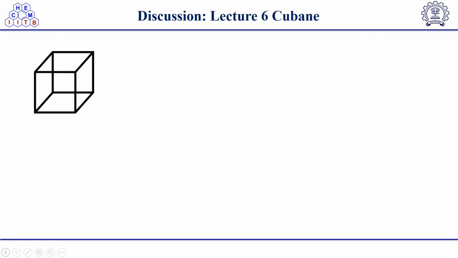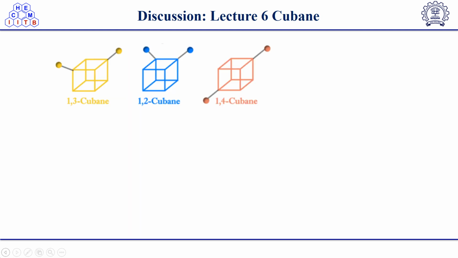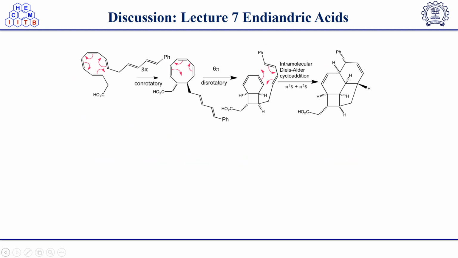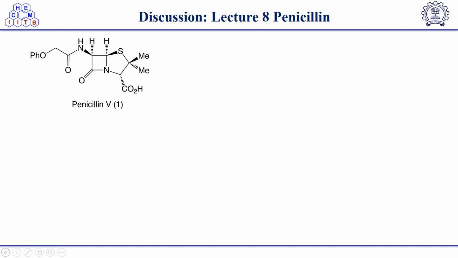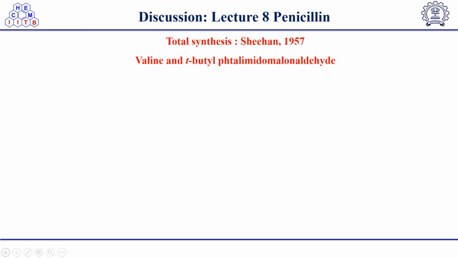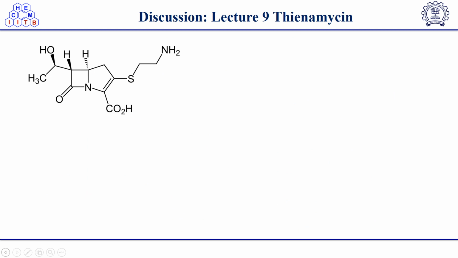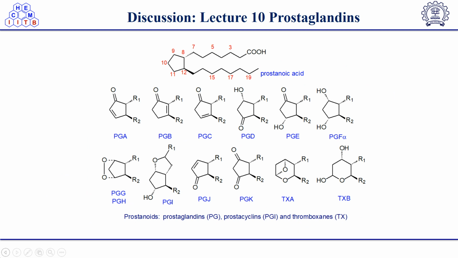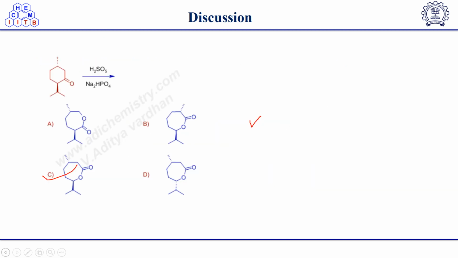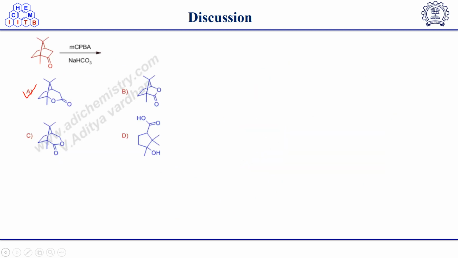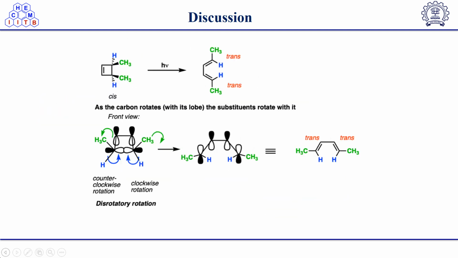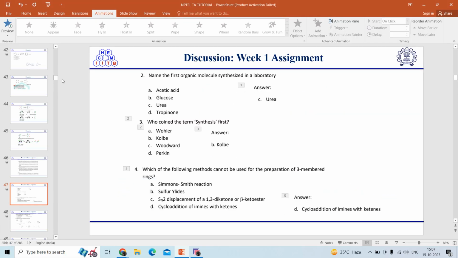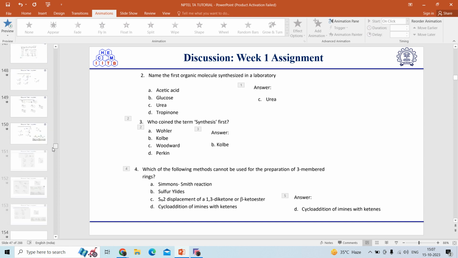Then we moved on to the cubane system, a four membered system, and the various developments towards the cubanes, endiandric acids, then penicillin, which also has a lactam ring, that is a four membered ring, then thienamycin, which is also a derivative of penicillin, then prostaglandins, which have five membered rings, and different derivatives of prostaglandins. So like that, we have discussed, I think, more than 60 natural products and their total synthesis.